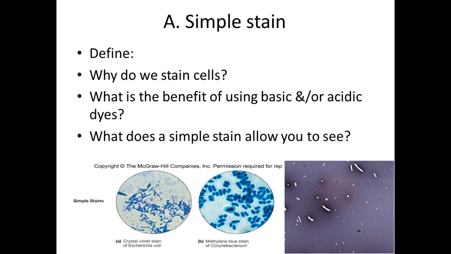So what do we mean by a simple stain? Just a single dye. That's it. Simple is one dye. Why do we stain cells? Yeah, so we can see them. So we can create contrast so that we can see them. There's two chemically different types of dyes that we employ. We use basic dyes or acidic dyes.